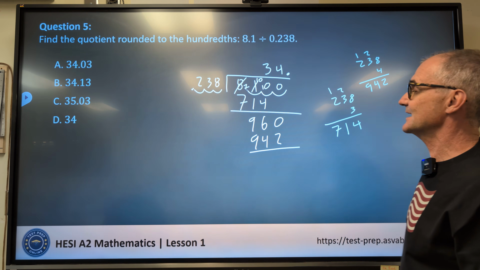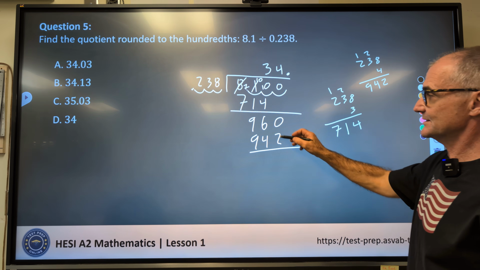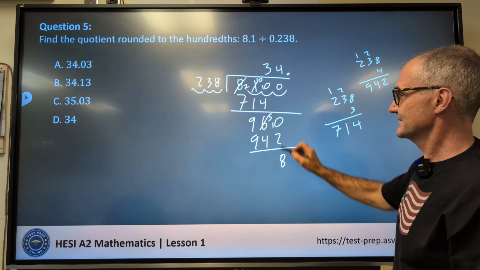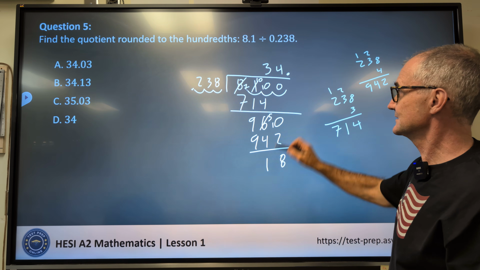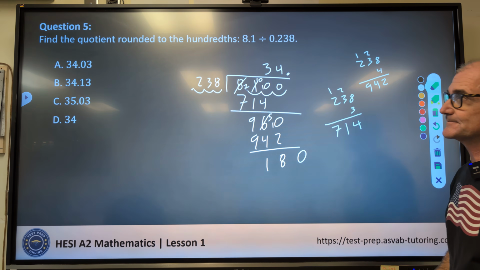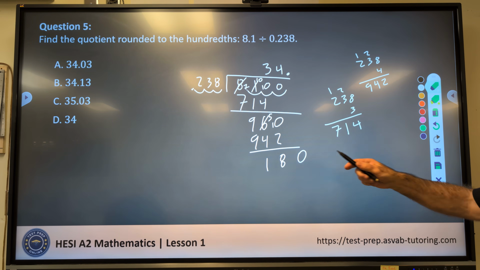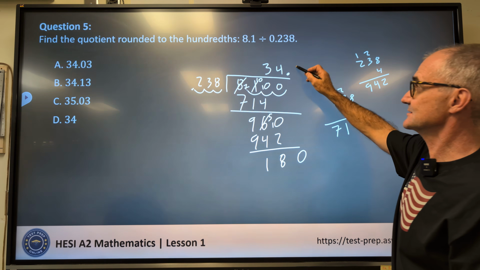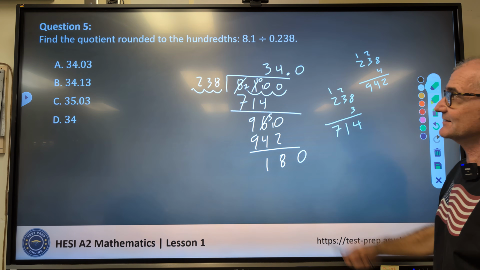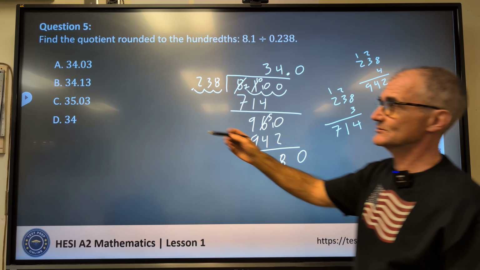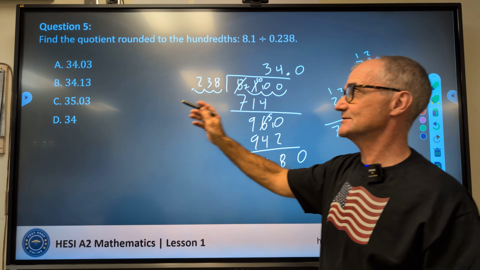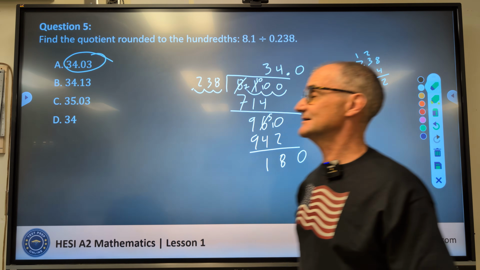942. I'm going to subtract down here. 0 minus 2 can't do that, so I have to borrow. 10 minus 2 is 8. 5 minus 4 is 1. Bring down a 0. Have that decimal place there. 238 does not go in a 180, so it's going to be 0. Once I have that up there, let me look up there and see if I have to keep going. I don't. There's only one answer. That's 34.0. So I don't have to keep going because I know it's going to be answer A right there.